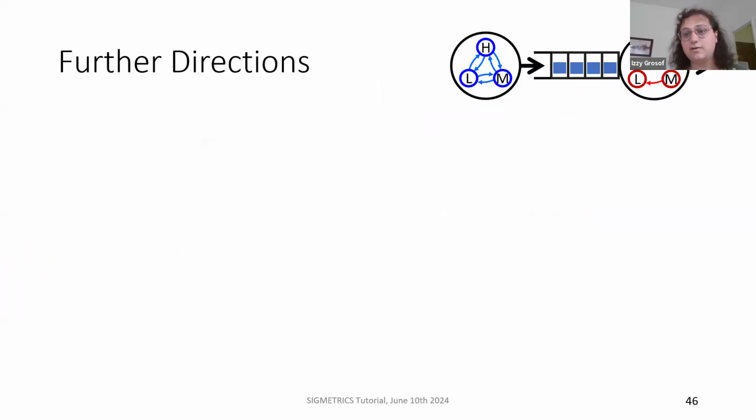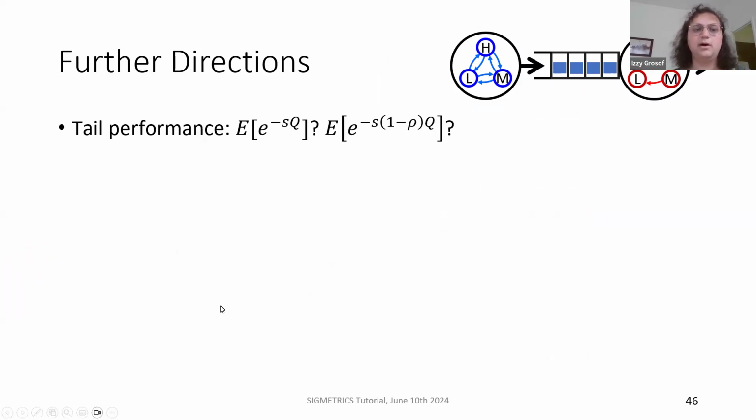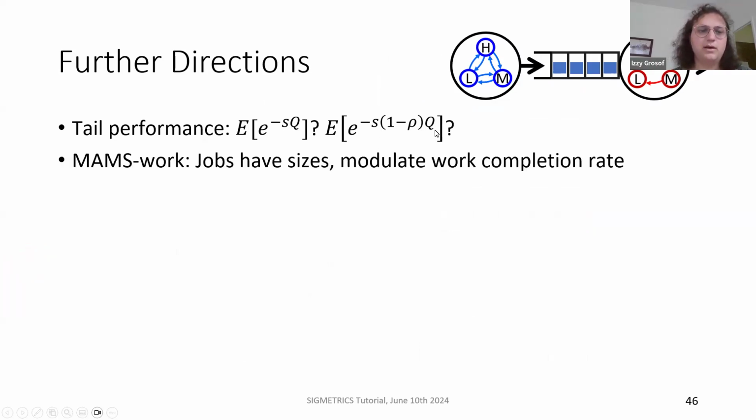So some future directions to potentially take things. One thing I'm interested in: this talk was all about mean queue length, but the tail of queue length is also very interesting. So maybe we could analyze the transform of queue length, e to the negative s times Q, for a variety of values s, or maybe the heavy traffic scaled mean queue length, e to the negative s times (1 minus rho) times the queue length. Another thing I'm interested in is what I call MAMS work. The idea here is jobs would have sizes, and instead of modulating the job completion rate, we modulate the work completion rate, and then jobs would finish once all their work is done.